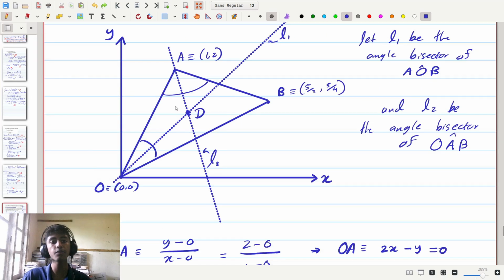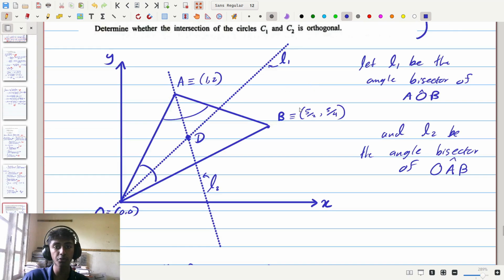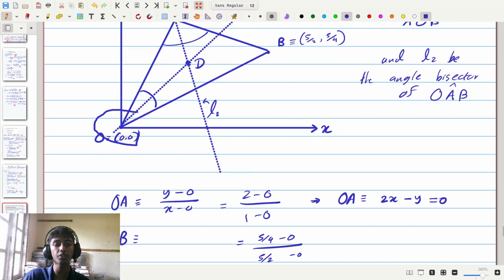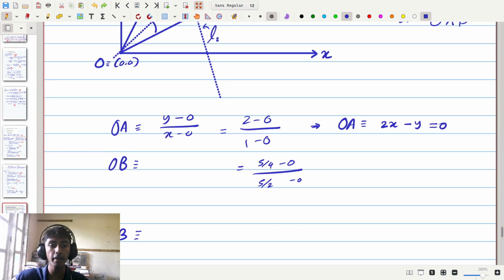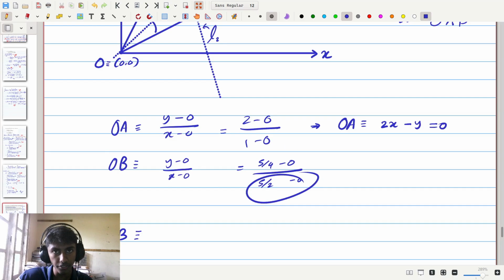Now similarly, if we consider OB, for OB we can take the points O and B, and if we take those coordinates, we can see that the gradient is going to be the y coordinate difference, which is going to be 5 over 4 minus 0 divided by the x coordinate difference, which is going to be 5 divided by 2 minus 0. And if we consider the point origin O and a random point x comma y on this line, we can see how y minus 0 divided by x minus 0 has to be equal to 5 over 4 minus 0 divided by 5 over 2 minus 0.